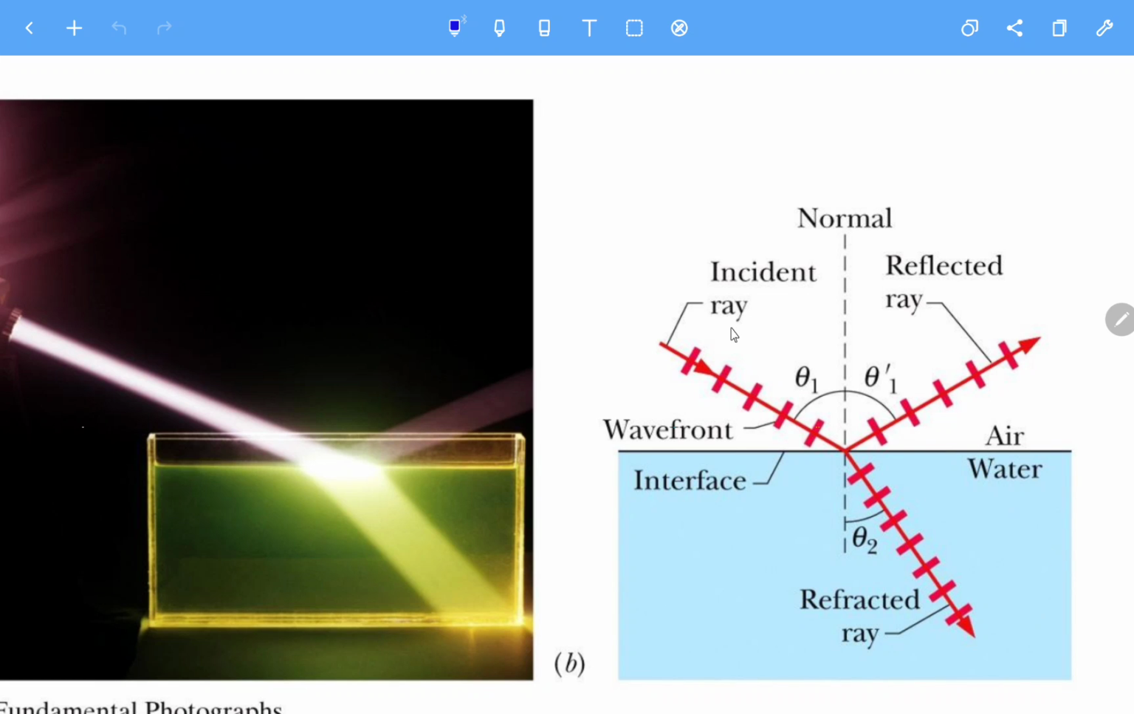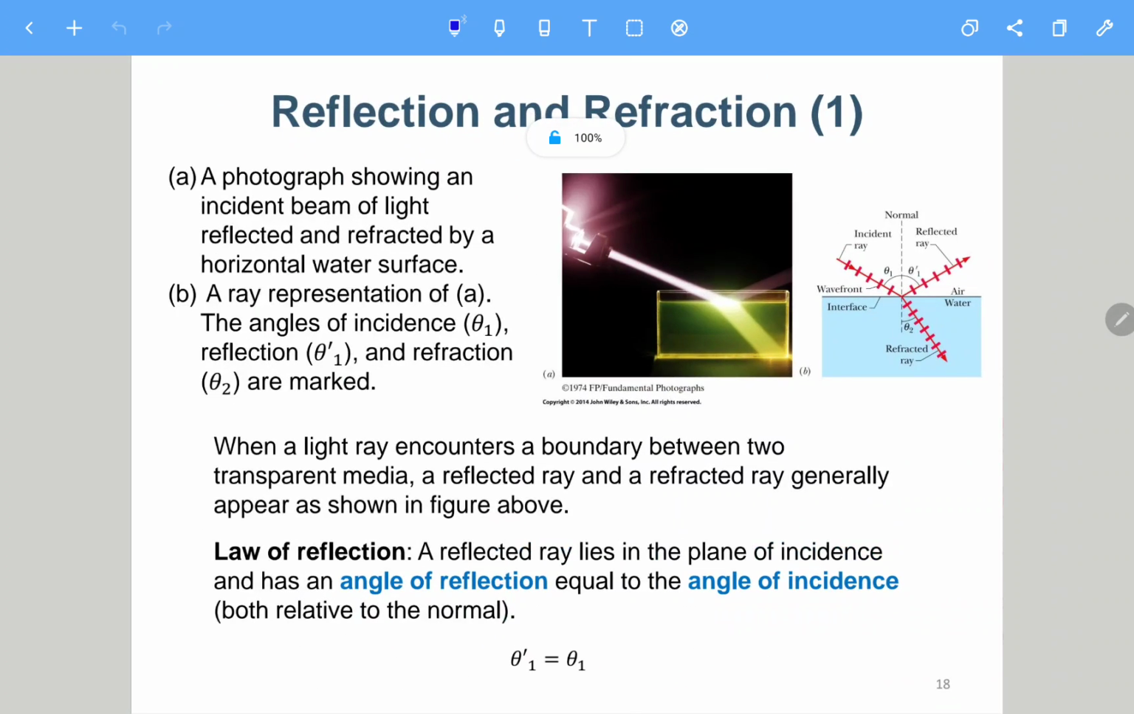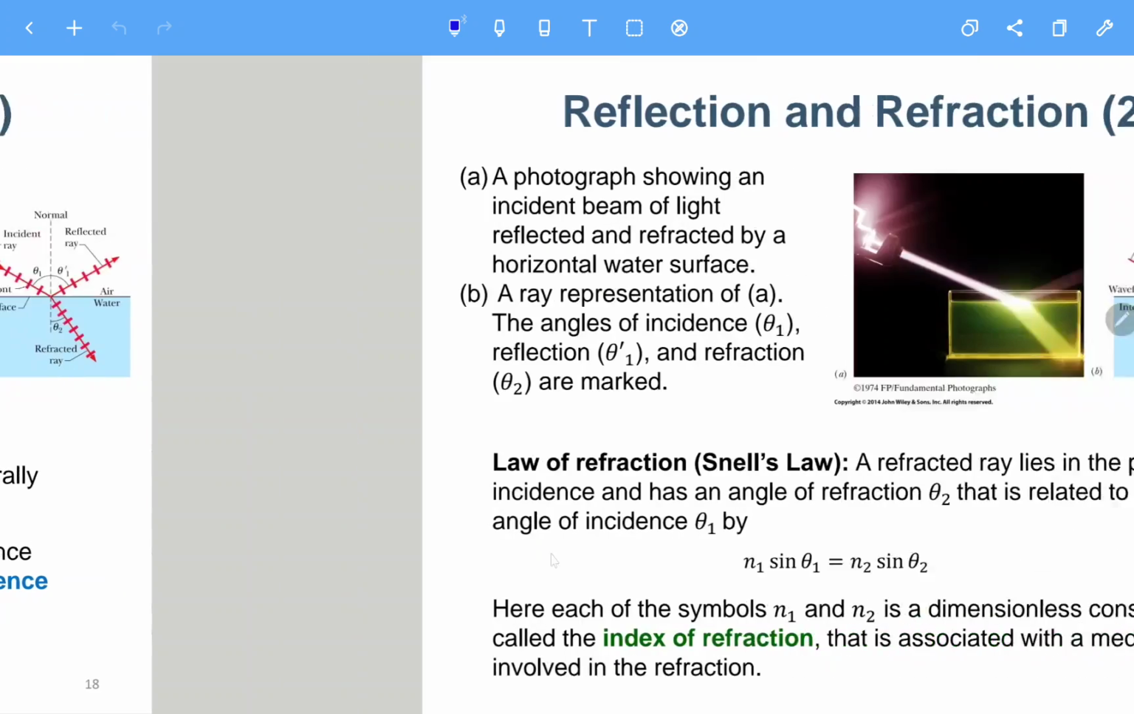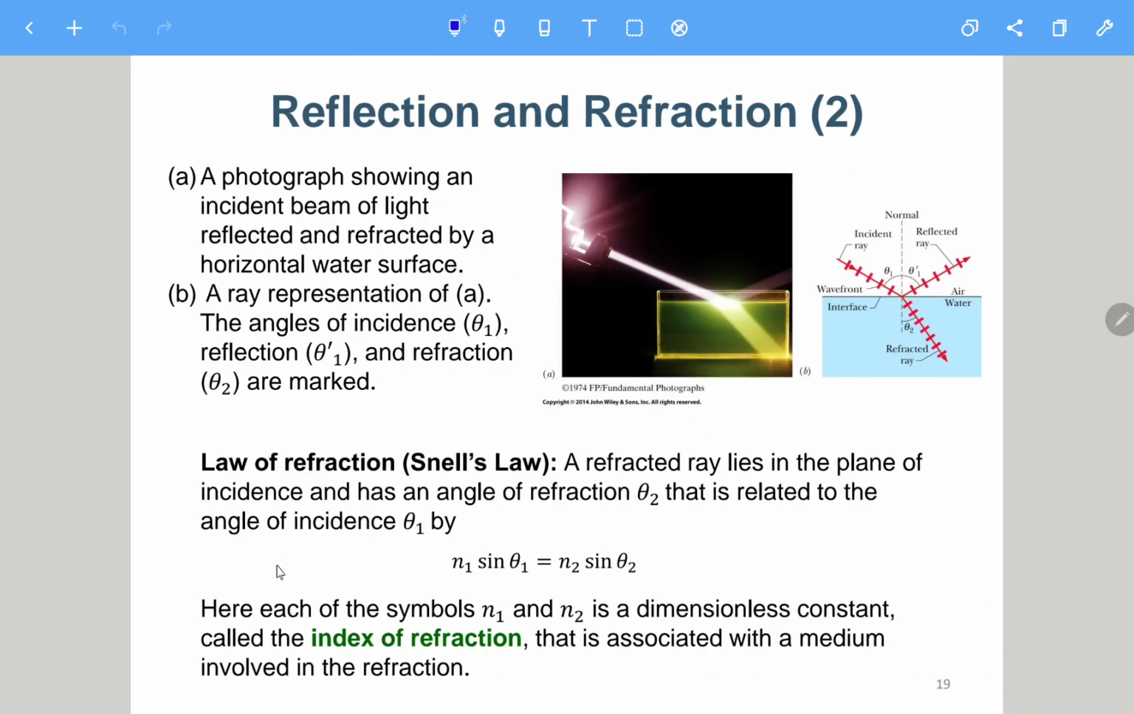So you only need to know a part of the wave is reflected, and then the remaining is refracted. The reflected angle is equal to the incident angle. That's the law of reflection. And the law of refraction is called Snell's law, and it is n1 sine theta 1 equals n2 sine theta 2. n1 and n2 are called the index of refraction, which is related to the material itself.